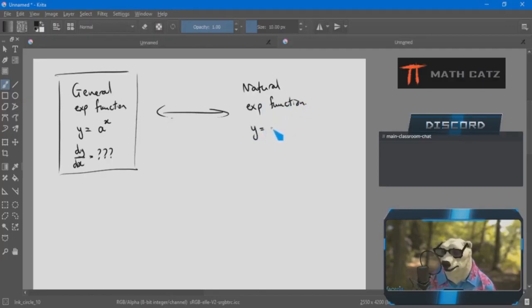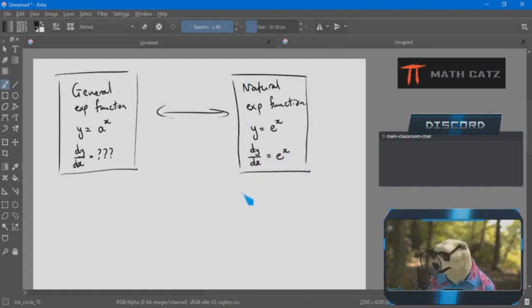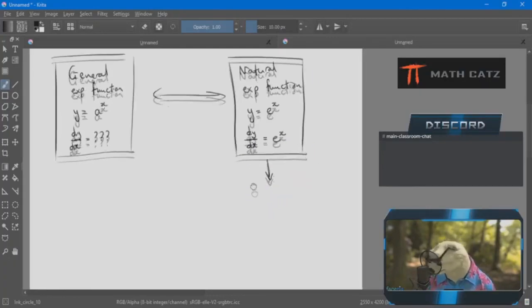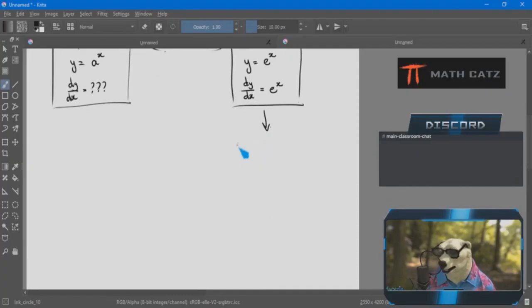Well, I changed the base and look at a specific base, e, 2.71828.1828459.045.23536, and then so on. It never stops. I enjoy trying to memorize some digits. For that, the derivative was the simplest thing I could possibly hope for, in that it's the function itself. Can't be much better than that. But it has to be that base.